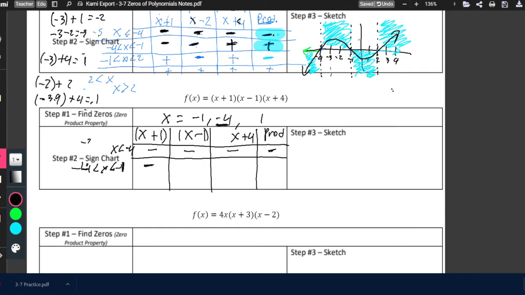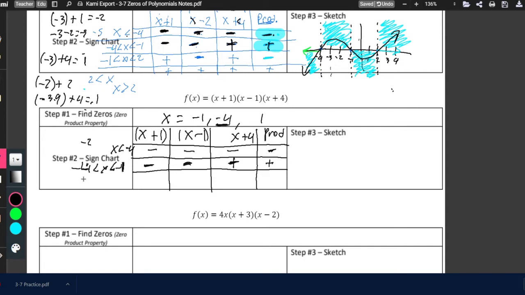So if we go -2, plug a -2 into this first one, we get a negative out. If we plug a -2 in this second one, we get another negative out, because it's -2 minus 1, -3. If we put a -2 into this last one, -2 plus 4 is +2, so we get a positive out. And you'll find it is a similar type deal. So when we multiply all out, we'll get a positive.